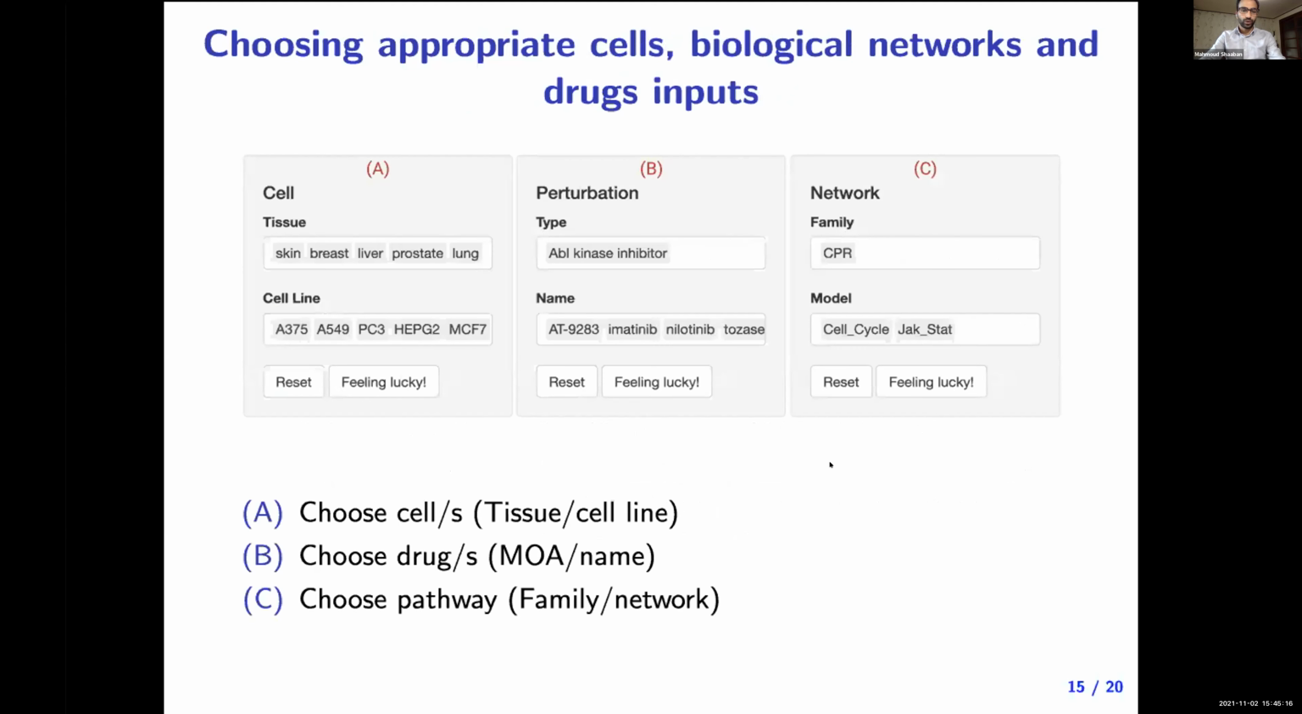So the first of the input panels in the Shiny interactive interface is to choose a cellular context, either by tissue or by choosing the cell line name directly. And then you can select the name of the group of drugs that you're interested in. In this case, most of the drugs are encoded by known mechanism of action. And then you can choose what kind of network you're interested in. In this case, this is a family of networks that consists of two models for cell proliferation, including the cell cycle and the JAK-STAT pathway.